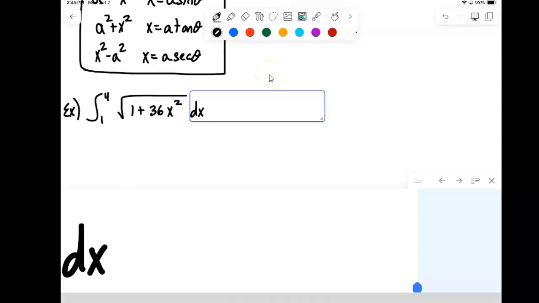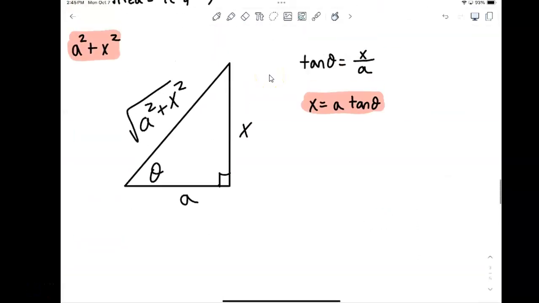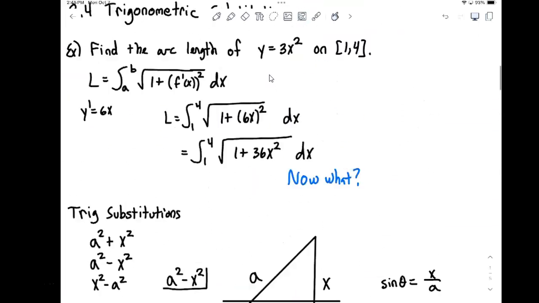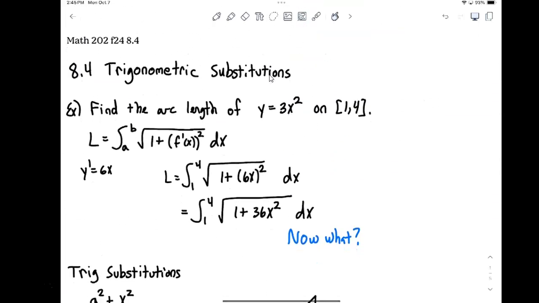All right, so earlier we ran into this integral and we had to wait. And now that we have our tangent substitution tool, we're ready to go back and handle this problem. So we're starting with the arc length of y equals 3x squared on the interval from 1 to 4. Now we're ready to actually compute that.